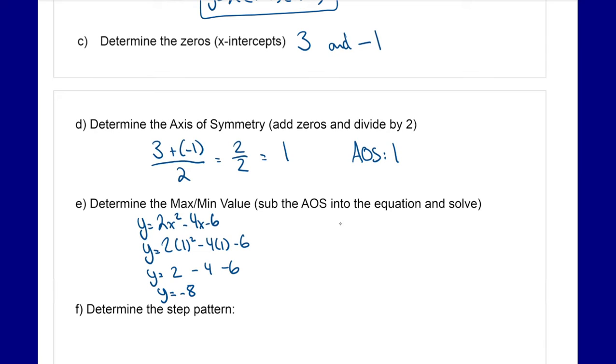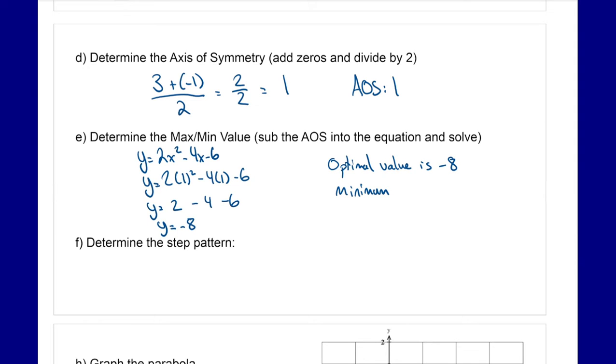So I now know that the optimal value is -8. I could also say that it is the minimum value. And I know this because the a value of my equation is positive, so that means it opens up, which means I have a minimum.